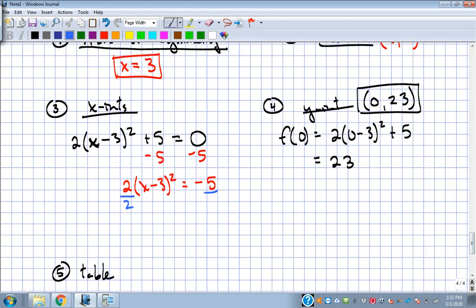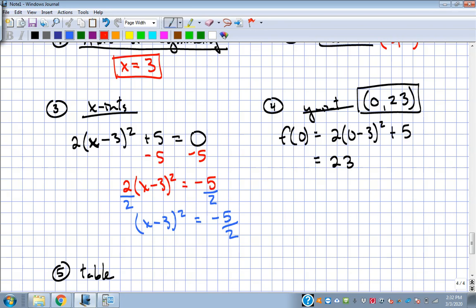Yeah, and then divide by that 2. And I get x minus 3 squared is equal to negative 5 over 2. How can I get rid of this squared? Yeah, if it were just x squared equals negative 5 over 2, you'd take the square roots of each side, right? Same thing here, it's just got that parentheses in there.